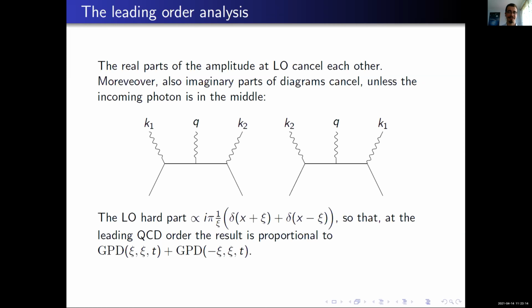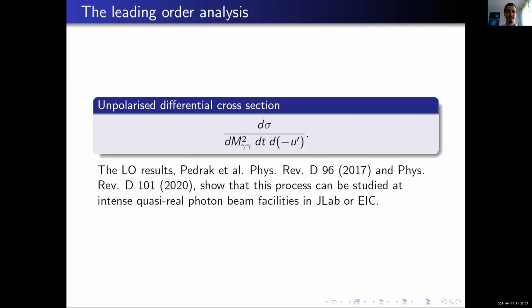However, there is, of course, significant uncertainty to our predictions due to neglecting the NLO contributions that will be discussed later. But for the final part of the leading order analysis, let me present some numerical predictions. The object that we consider here is the differential cross-section, unpolarized, over m squared, t and minus u prime.